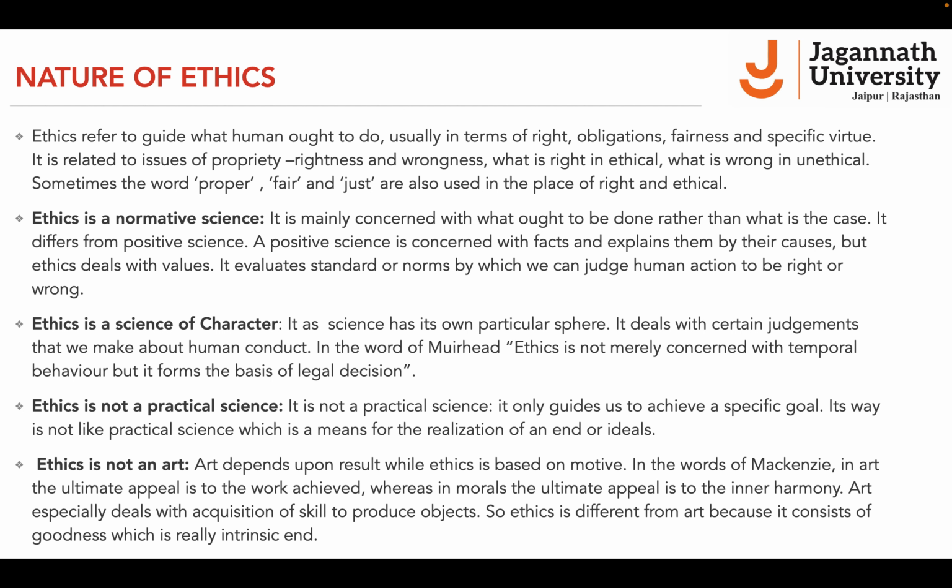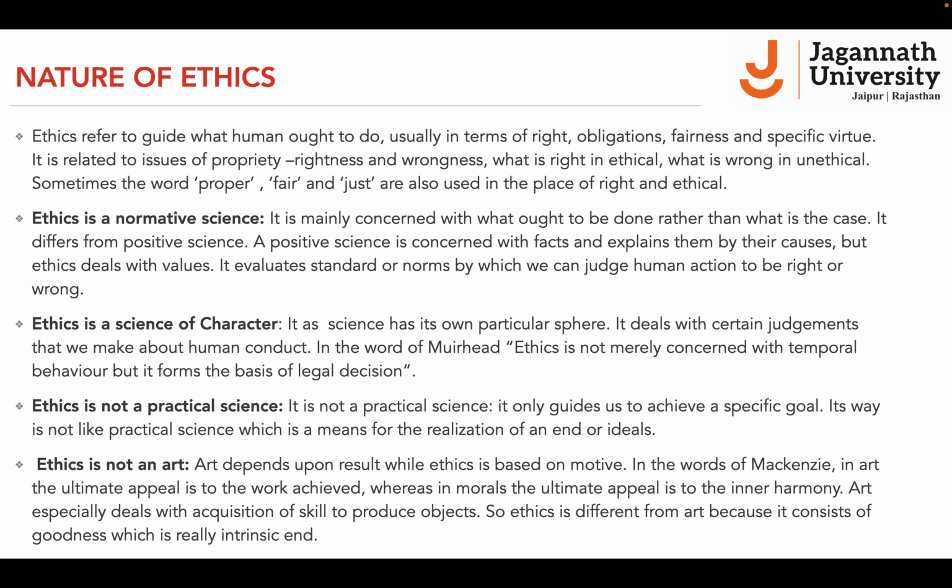Ethics is a science of character. As a science, it has its own particular sphere. It deals with certain judgments that we make about human conduct. In the words of Muirhead, ethics is not merely concerned with temporal behavior, but forms the basis of legal decision. Ethics is not a practical science. It only guides us to achieve a specific goal. Its way is not like practical science, which is a means for the realization of an end or ideals.